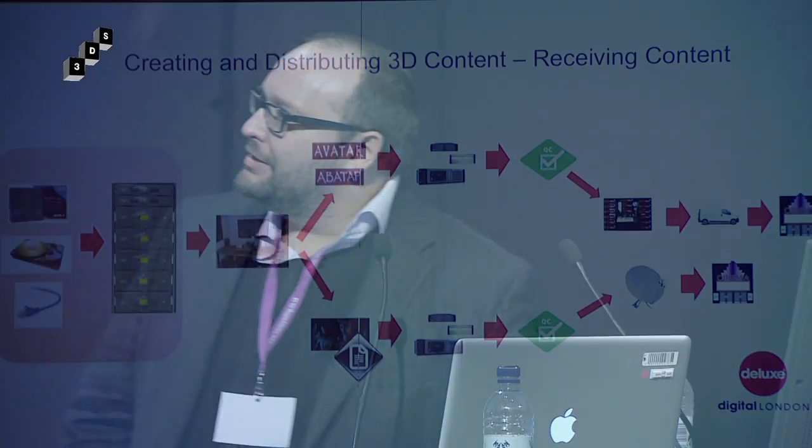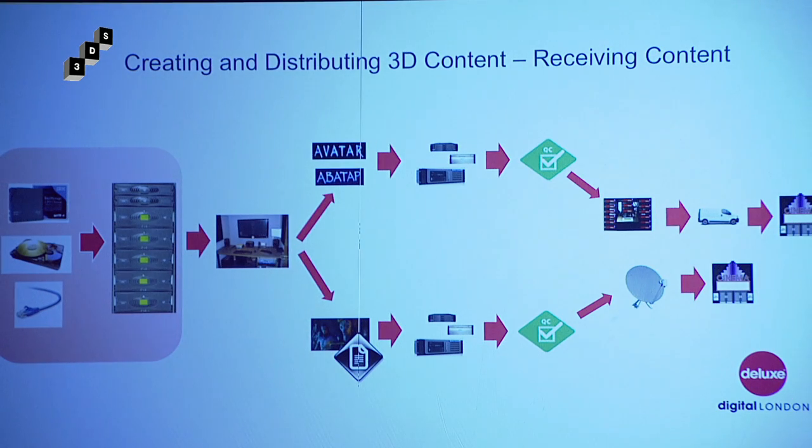So, here's a very crude drawing, so excuse me for the crudeness. This is a very basic workflow of what we do at DDL, and it's split down into different areas, and I'll focus on each area in turn. So, this is how we receive the content. You'll notice I've got a tape, a hard drive, and a network cable. Those are basically the 3 ways in which we can receive the content.